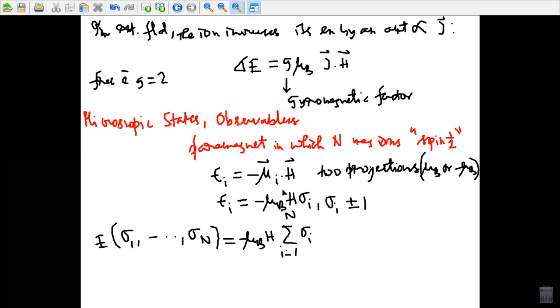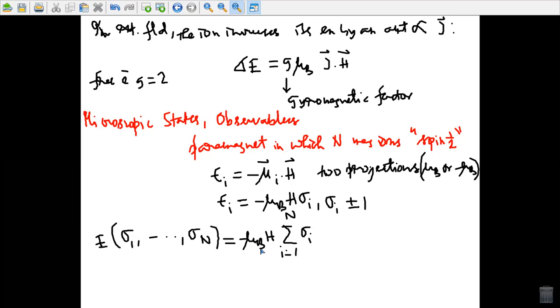However, in our case, the magnetic moment can have only two projections along the field, either mu_B or minus mu_B, so that we can write epsilon_i equals minus mu_B H sigma_i, where sigma_i is a variable that has two possible values, plus 1 or minus 1. Sigma describes the projection of the spin along the direction of the field. In the case of spin half, its projection along the field is h-bar sigma divided by 2, where sigma equals plus or minus 1.